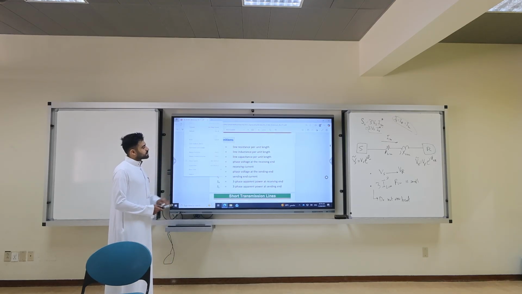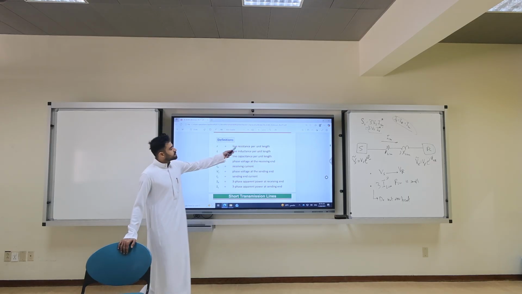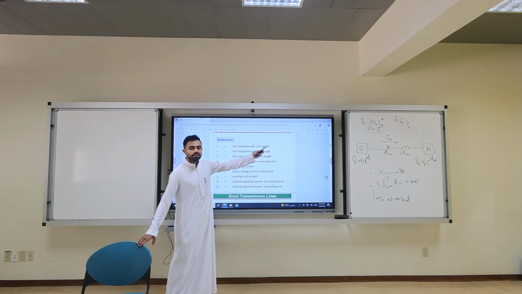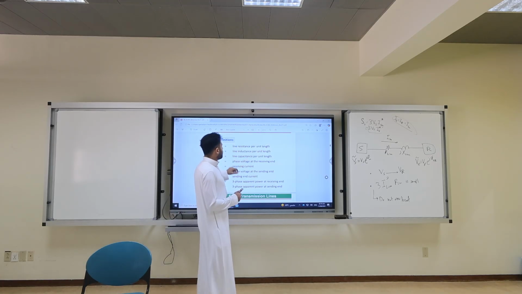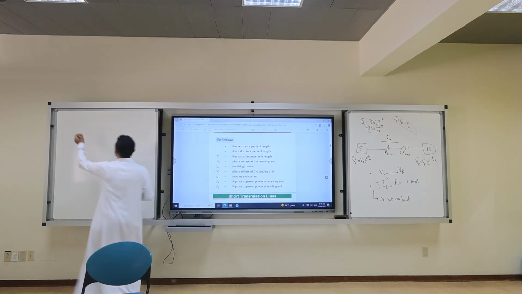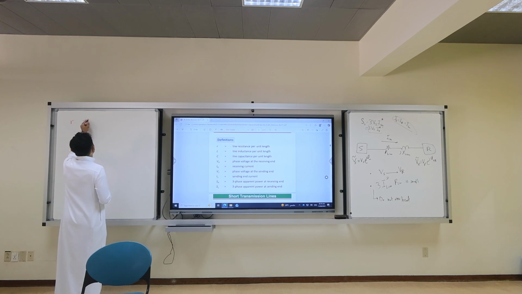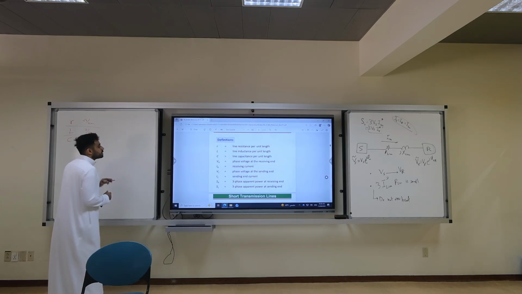There are some parameters or definitions. We have the line resistance per unit length. What's the unit of that? Ohm per kilometer. So R has a unit of ohm per kilometer. L has a unit of Henry per kilometer. And C has a unit of Farad per kilometer.